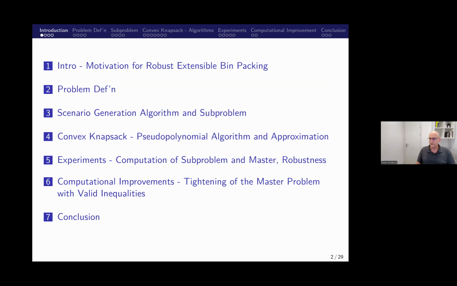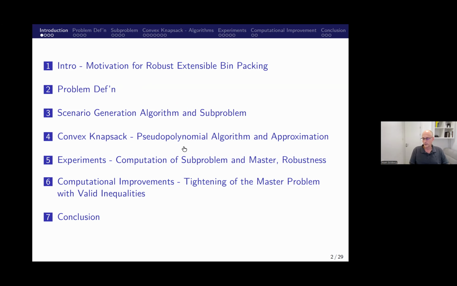So I'll briefly go over the outline, the key points, just so you know what to expect. I'm going to start with some motivation for robust extensible bin packing and cover the literature a bit before I get to the more formal definition of the problem. And then we'll talk about how to solve the problem by scenario generation algorithm, row and column generation, and subproblem that we get as a result.